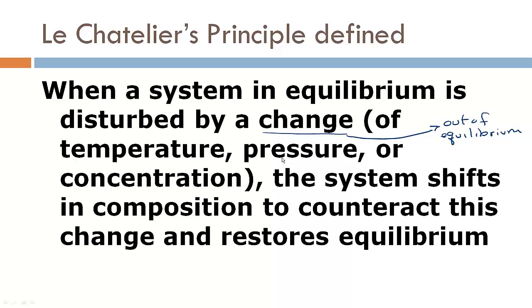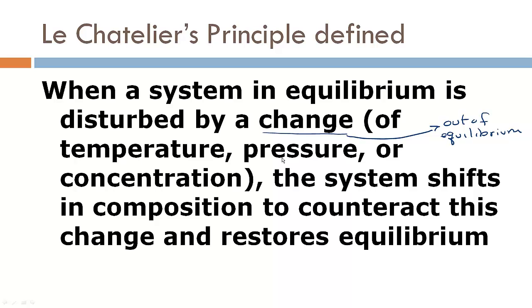But back to the definition. When a system in equilibrium is disturbed by a change, then the system shifts in composition to counteract this change and restores equilibrium. What we're going to learn later in the semester is that when a system's at equilibrium, it's at kind of a low energy point. By adding material or taking material out of an equilibrium system, it's no longer at that lowest energy point. One of the really cool things about nature is that it almost always has a way of finding the lowest energy point in a system, and that's what it does when it gets back to equilibrium.